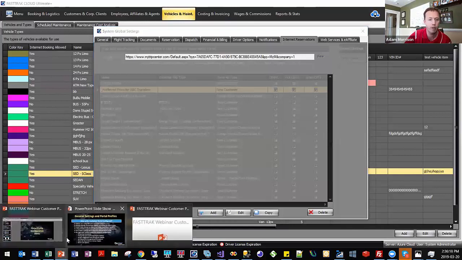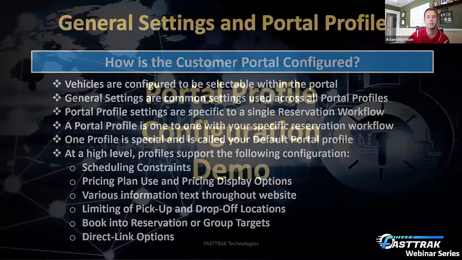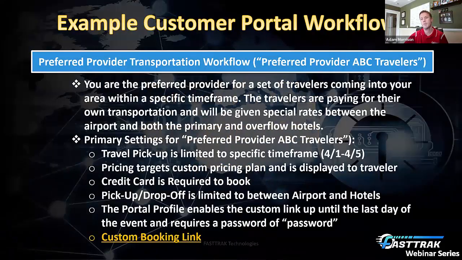So I actually have a quick write-up of this so we can see exactly what this is. So Preferred Provider of ABC Travelers, this is just an example of how you might use the custom portal profiles. You're the preferred provider for a set of travelers coming into your area within a specific time frame. The travelers are paying for their own transportation and will be given special rates between the airport and both the hotels. So, there's a wide variety of reasons why you might do this, but the key here is the customers are paying, which means we need to collect credit card information.